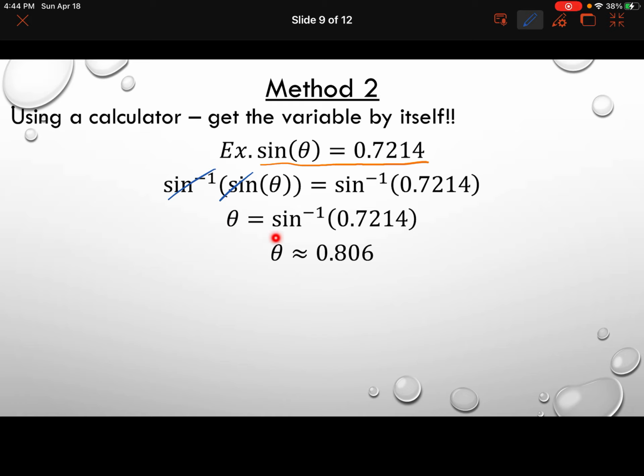At that point, you end up with inverse sine of 0.7214 because we did it to both sides of the equation. And at this point, you would just plug it into a calculator, and it gives you 0.806. And you're done with that answer.